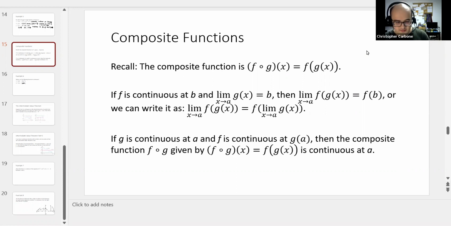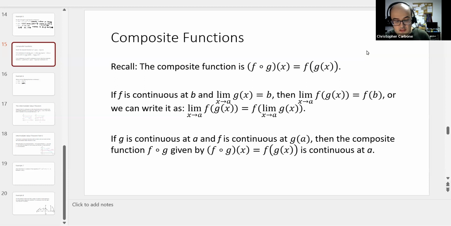So if you recall from algebra, composite functions, this is where we have f of g of x. If f is continuous at b, and the limit as x approaches a of g of x is equal to b, then the limit as x approaches a of f of g of x is f of b, or we could write it as the limit as x approaches a of f of g of x is equal to f of the limit as x approaches a of g of x.